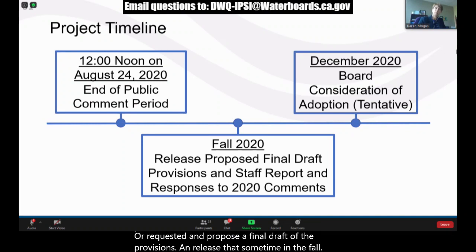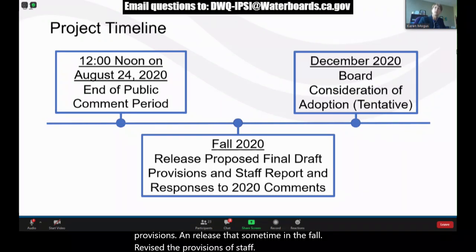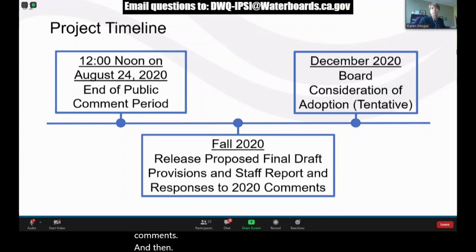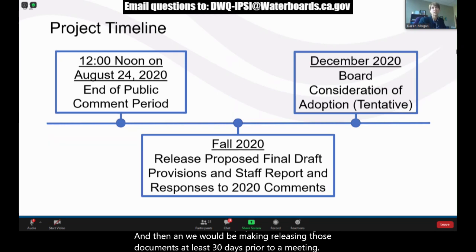Revise the provisions and staff report and release those along with a response to the 2020 comments. And we would be releasing those documents at least 30 days prior to a meeting at which we propose the board to consider adoption of the final draft provisions.